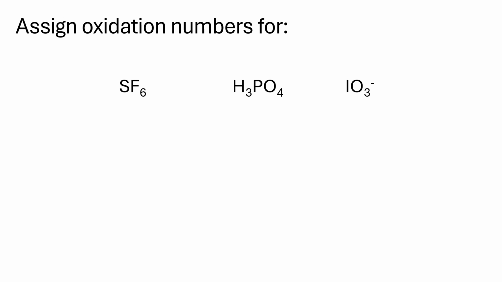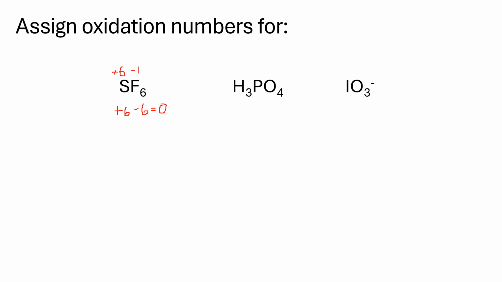So let's take a look at some examples with those rules in mind. We're just going to apply the rules. See if you can pause now and come up with the oxidation numbers for the sulfur and the fluorine in SF6. Okay, so I came up with +6 for sulfur and -1 for fluorine.